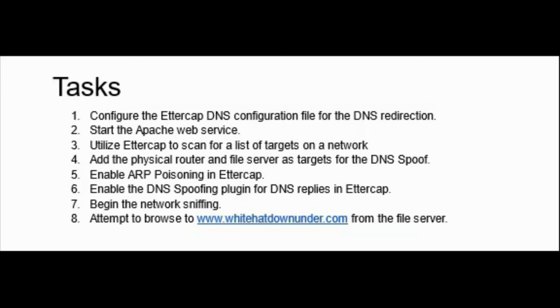We will configure the Ettercap DNS configuration file for the DNS redirection, start the Apache web service on the Linux Kali device, utilize Ettercap to scan for a list of targets on a network, add the physical router and file server as targets for the DNS spoof, enable ARP poisoning in Ettercap, enable the DNS spoofing plugin for DNS replies in Ettercap, begin the network sniffing, and then finally we will attempt to browse to www.whitehatdownunder.com from the file server.